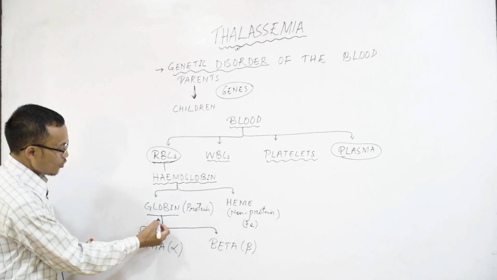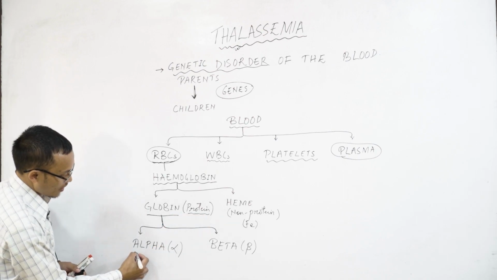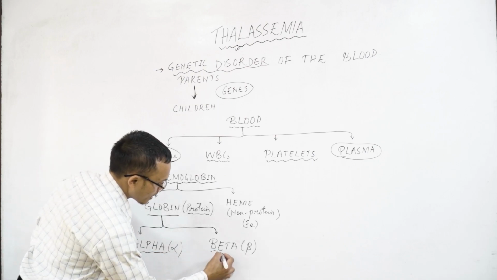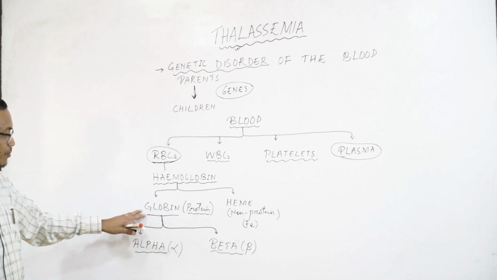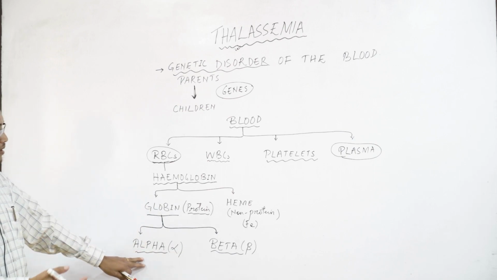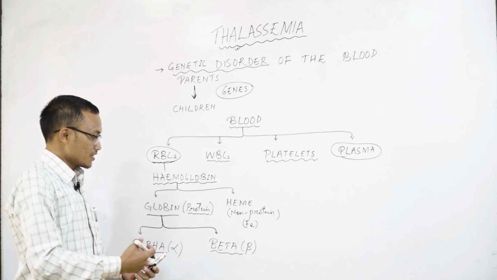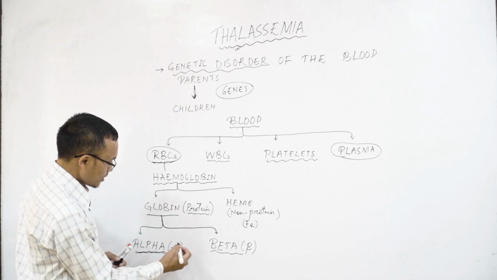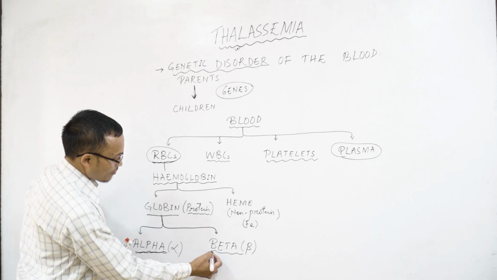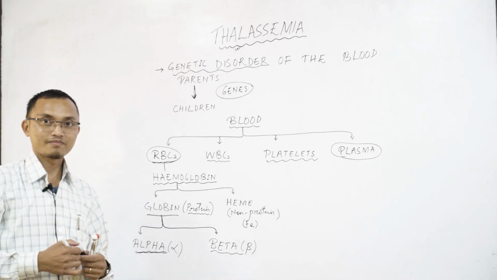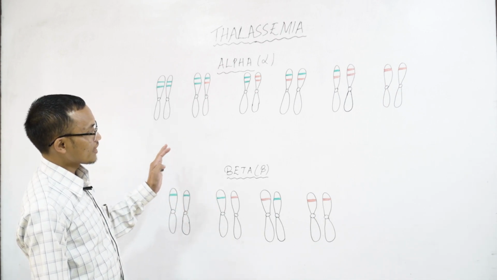Now, the globin part, which is the protein part, is again of two types: the alpha globin and the beta globin. These alpha and beta portions of the globin molecules come from the genes which are present in the chromosomes. So now we will discuss in brief about the genetic cause of thalassemia, that is the effects and the changes in the alpha and the beta gene. With the help of this diagram, I will try to explain the genetic basis of thalassemia.